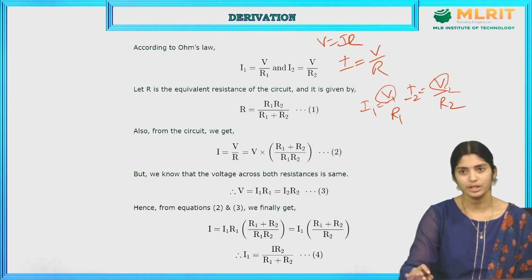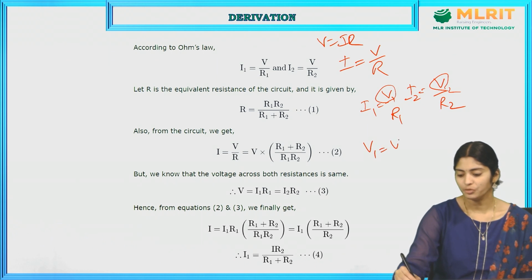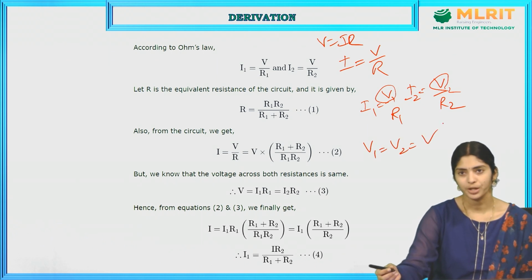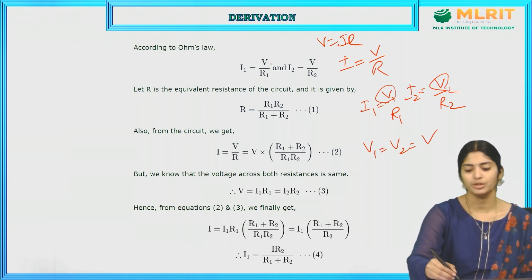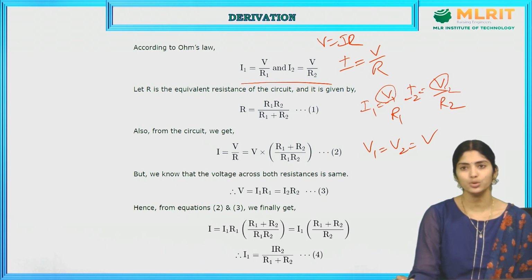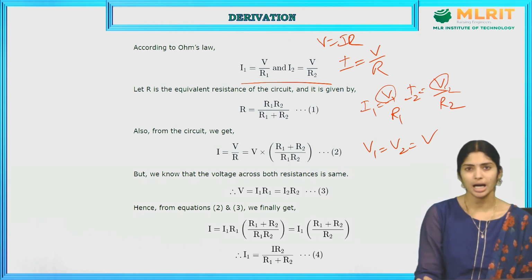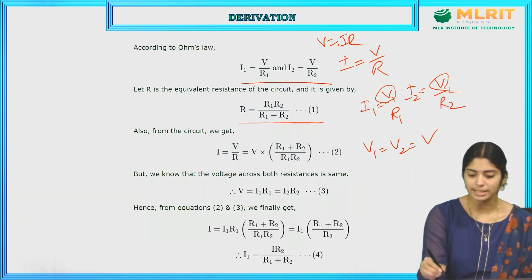So V1 is equal to V2 equal to V. That's why I wrote I1 is equal to V by R1 and I2 is equal to V by R2. Now the equivalent value of resistance: what is the equivalent resistance whenever resistances are connected in parallel? In series we wrote R is equal to R1 plus R2. But in parallel the formula is R equivalent is equal to R1 R2 by R1 plus R2. Let us take it as equation 1.